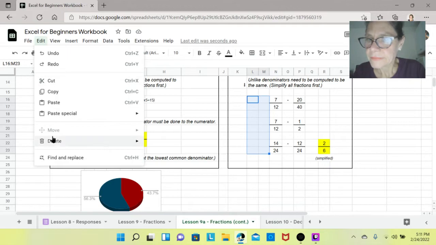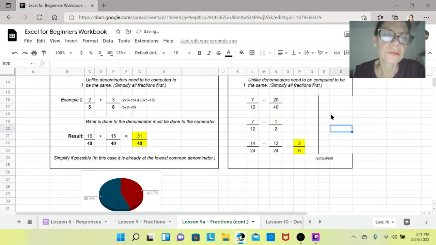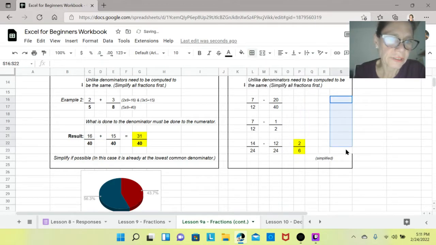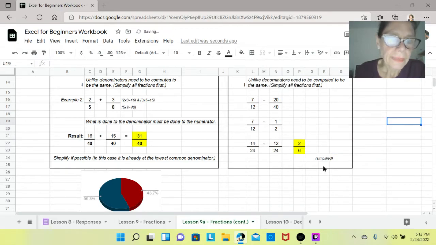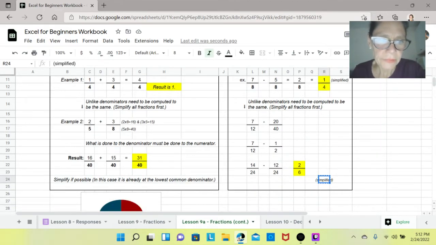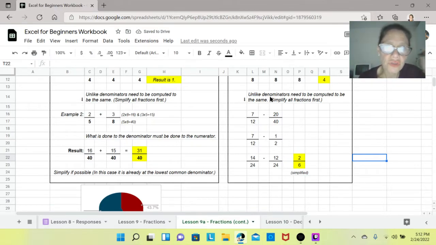Edit. Delete, and I'm going to delete the cells and shift left. Oh, good. Look what I did. Let's fix that. Get rid of all of the lines, and then I'll put the line here. So you learn Excel as you learn fractions. Move this word. Here's the word in the middle. Control X. Where'd it go? Control V. That's there. Okay, now let me make sure. So we want 7/12 minus 20 over 40. 7/12 minus 1/2.